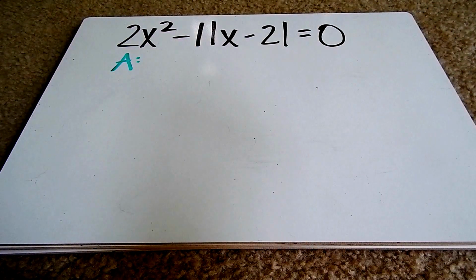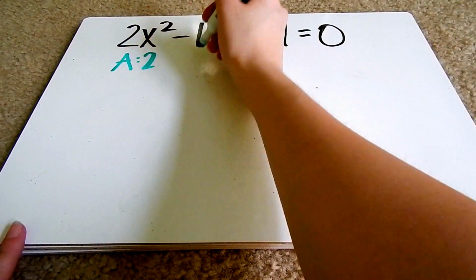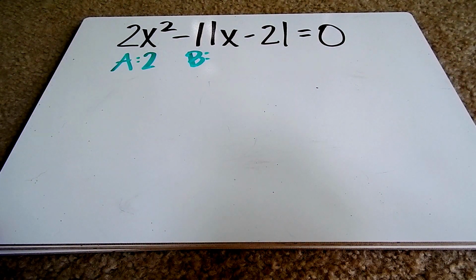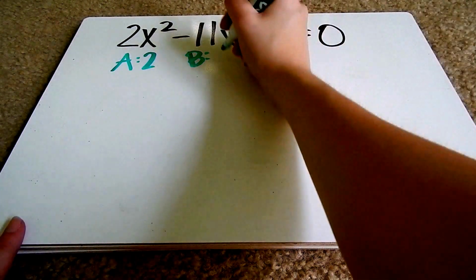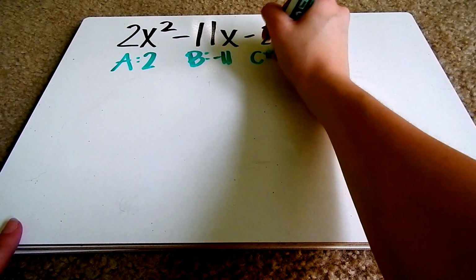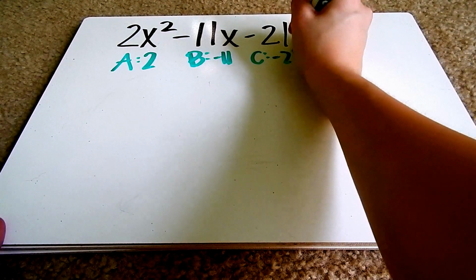The a value is always the number attached to the x squared. So in this case, a is equal to 2. The b value is always connected to the x. So in this case, b equals -11. The c value is the constant, the one without a variable. In this case, -21.